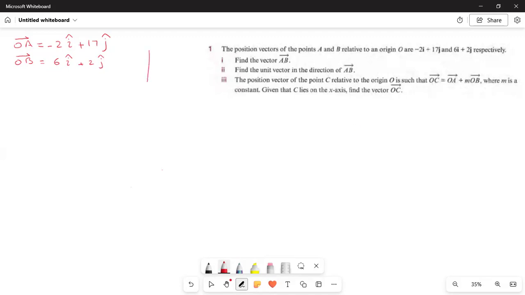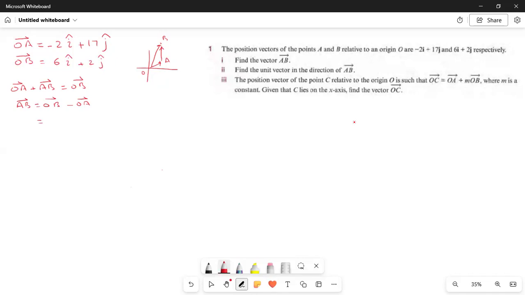I assume that there's some point A and there's some point B. OA is given, this is O, and OB is given. So you can see that this is the AB vector. You agree that OA plus AB is equal to OB. So from here you conclude that AB vector is going to be OB minus OA. Whenever we have to find vector A to B, we first find the position vector of B minus the position vector of A.